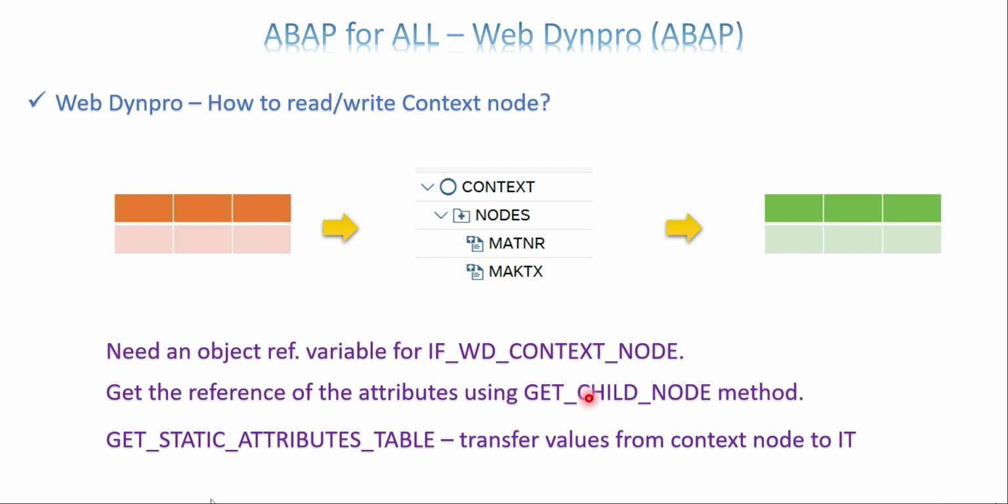So for that, again, you need the same thing. You need a reference for the same, if_wd_context_node, get child node, get the control of your node, and then there's a method called get static attributes table, which transfers the values from the nodes to our internal table. So whatever is changed or modified through this component is going to be held in the nodes, that can be read using get static attributes table. Okay, so this is about the node.